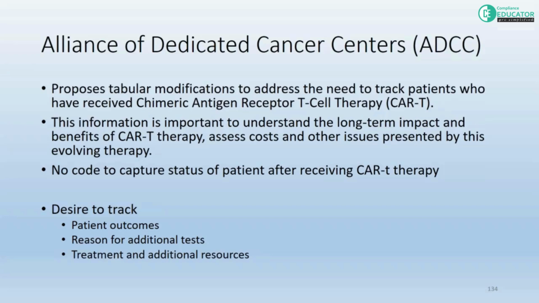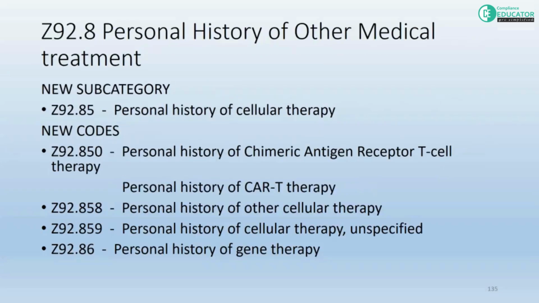There wasn't any ICD-10 code to capture the status of a patient after receiving CAR-T therapy, and so this new code was requested to accurately track patient outcomes, the reason for additional tests and/or treatment, and additional resources that might occur as a result of the patient's status as a CAR-T recipient. And there is the new subcategory, which then gets expanded out, and the codes that you need to use.